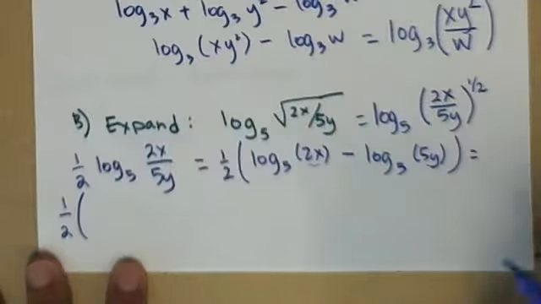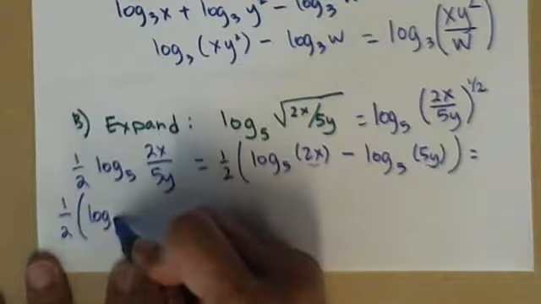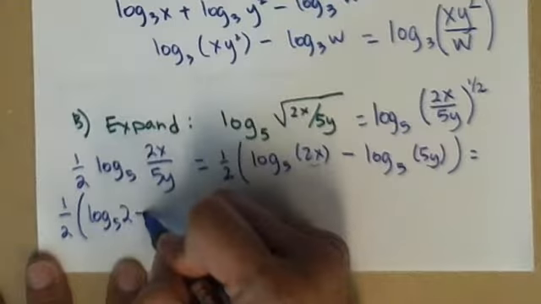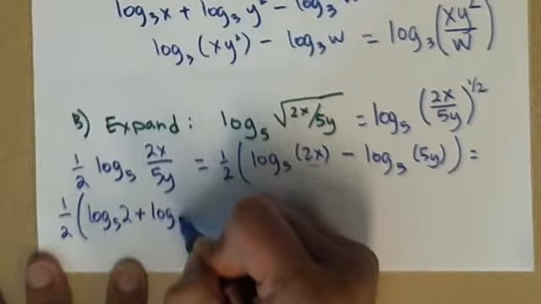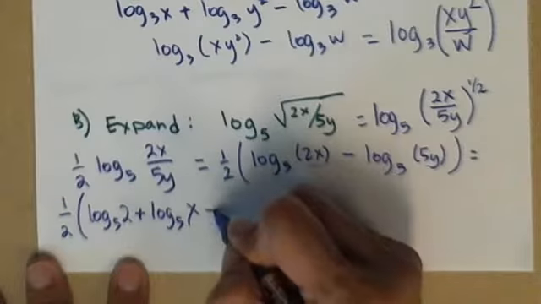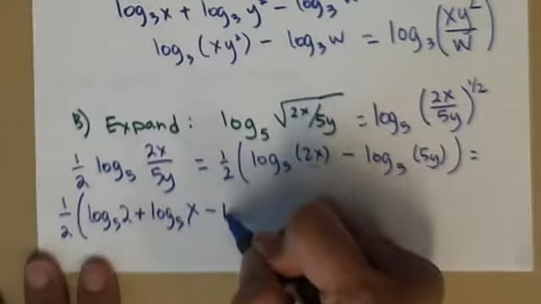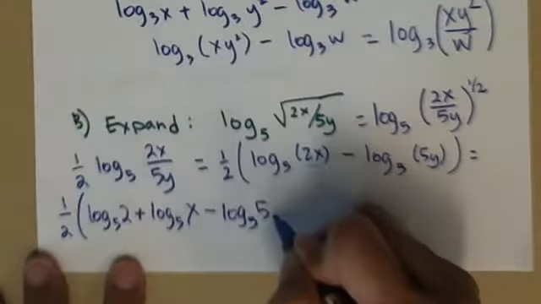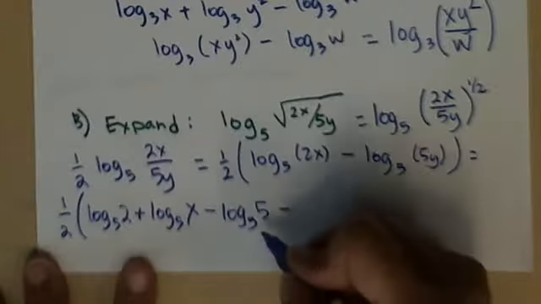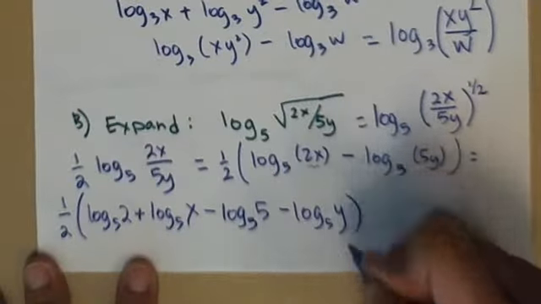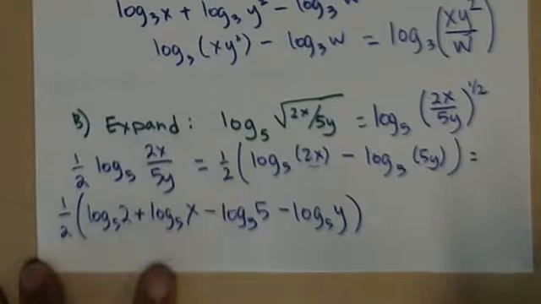1/2 log base 5 of 2 plus log base 5 of x minus, now it's minusing both of those, so I'm just going to assume you can take care of that, minus log base 5 of 5, another minus, it distributes, log base 5 of y. Okay. So that could be one possible answer.